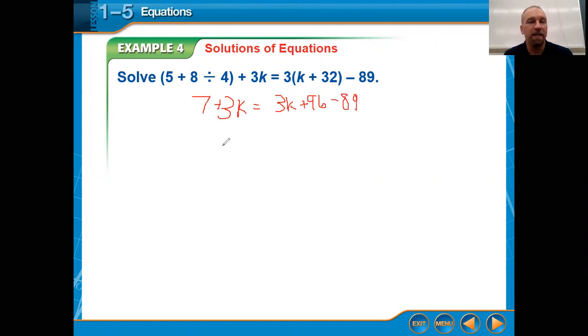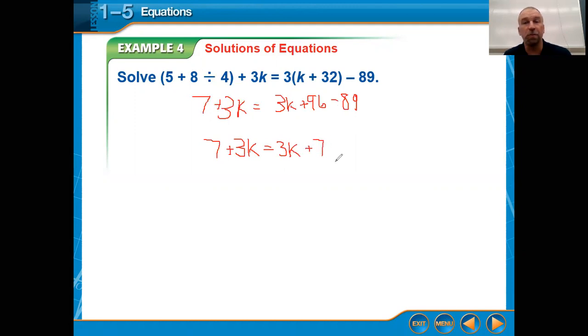So now, on my left-hand side, I have nothing to do. 7 plus 3k can just come down just like it is because there's nothing to simplify. 7 plus 3k is equal to the right-hand side. I have some like terms to combine, 96 minus 89. Use the associative property, group them, they're like terms, subtract them. So the 3k stays the way it is, but 96 minus 89 is 7.